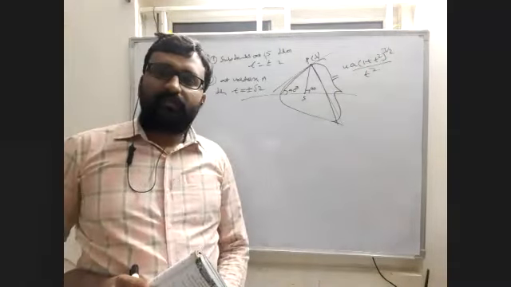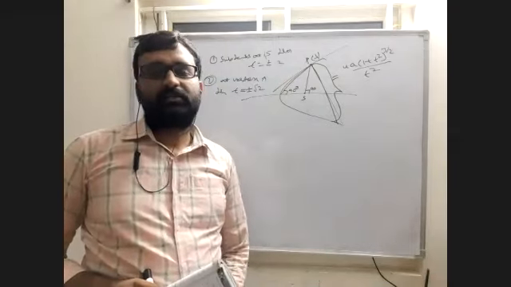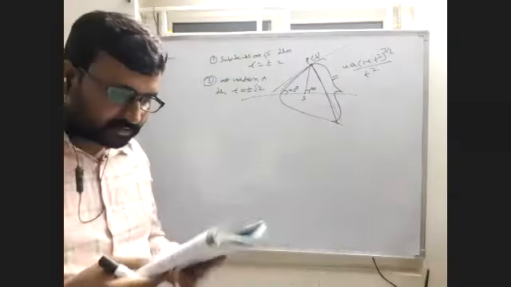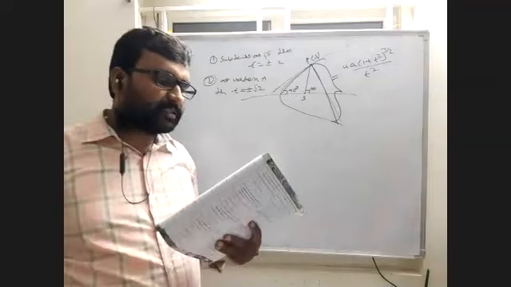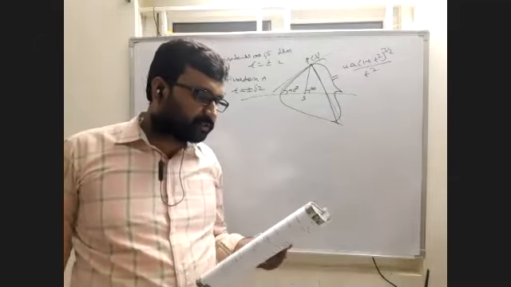We have done length of tangent, length of chord. This is the length of normal. Next, the point of intersection of normals drawn at t1 and t2.